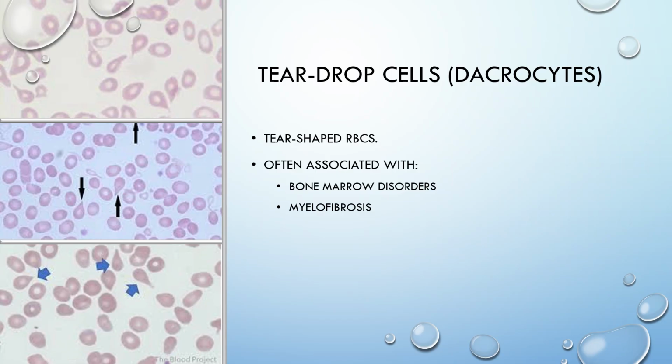From a morphologic standpoint, the key identifying feature is the single pointed projection on one side of the cell, giving it that classic teardrop appearance. When several of these cells appear together in a smear, it can provide an important clue that something unusual may be happening within the bone marrow itself.